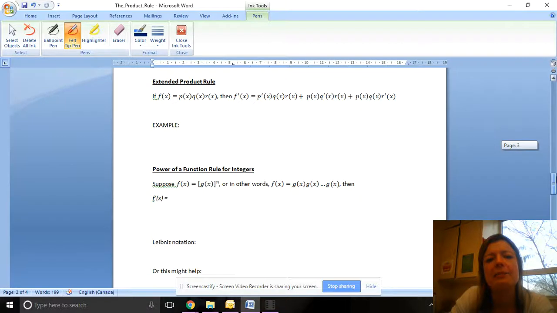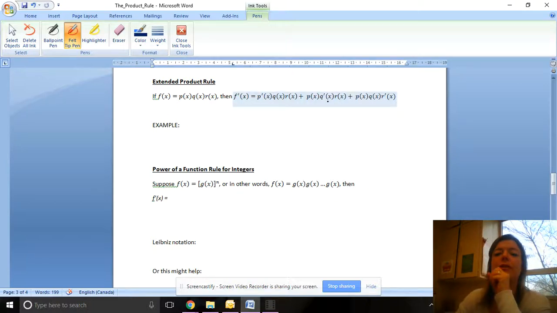Okay, so now we're moving on to the extended product rule. So this is if you actually have a product of more than just 2 functions. Okay, so basically, if you have 3 functions multiplied together, then the derivative is the derivative of the first, normal, normal, plus normal, derivative of the second, normal, plus normal, normal, derivative of the third. So you have 3 expressions that you're adding together, and in each one, you take the derivative of a different one and keep the other 2 the same.